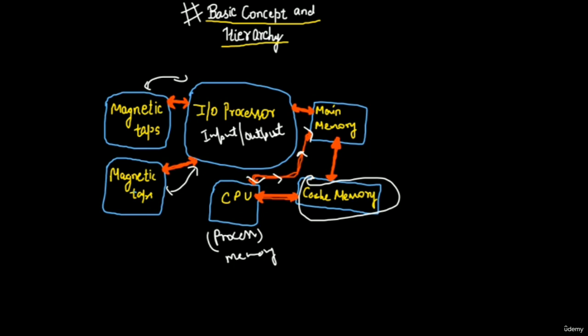So basically the memory is a very basic element in a computer system that is used to store. That simple it is. The memory's work is to store. Memory stores data. That's all it does.